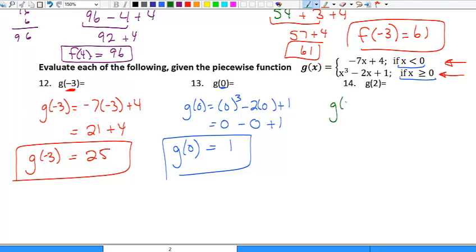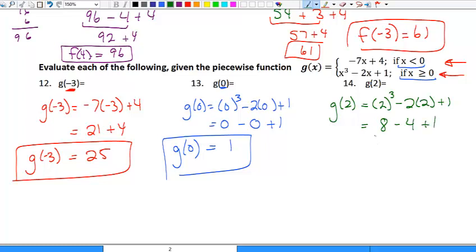So on the next one, g of 2. Is 2 less than 0 for the first domain, or is it greater than or equal to 0? Well, this time x is greater than or equal to 0. 2 is greater than 0. So therefore, I'm plugging it into the bottom rule, which is x cubed minus 2 times x plus 1.